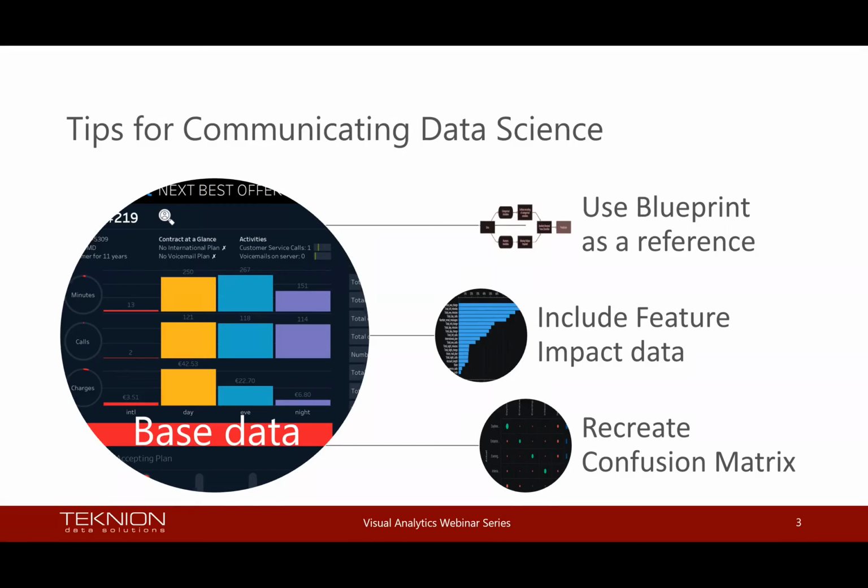A lot of times we'll think of data science as just running the model, or the data prep for the model. This is just as important.